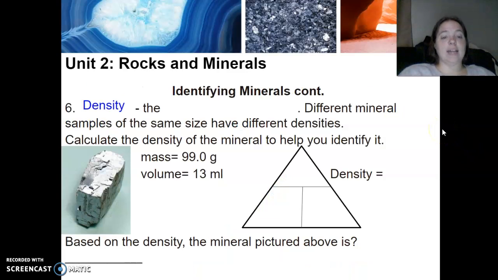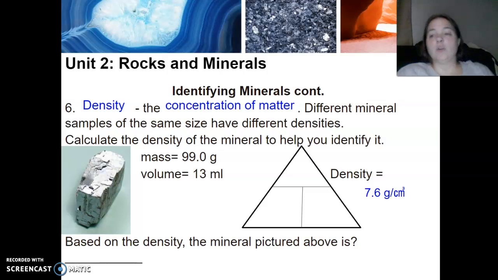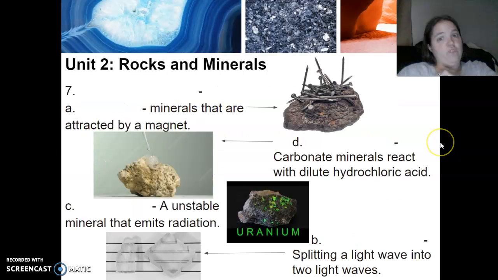All right, another way is density. We've done this before. It's a concentration of matter. Different mineral samples of the same size can have different densities. So looking at this, looks kind of familiar. We just saw it. Its mass is 99 grams with a volume of 13 milliliters. What's its density? Again, 99 divided by 13 is 7.6 grams per centimeter cubed. Now on the back of your reference table, you will find all of what I just talked about, except for color. And if you look back there, it's going to tell you the density of only one mineral, and that is galena. It is fairly dense.